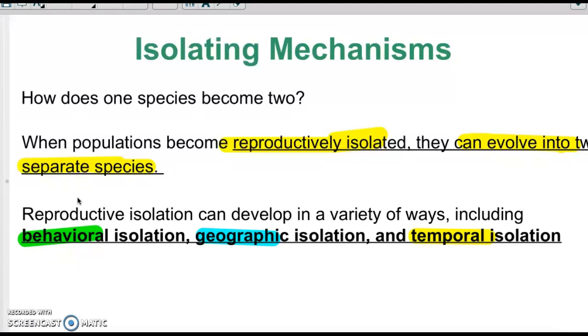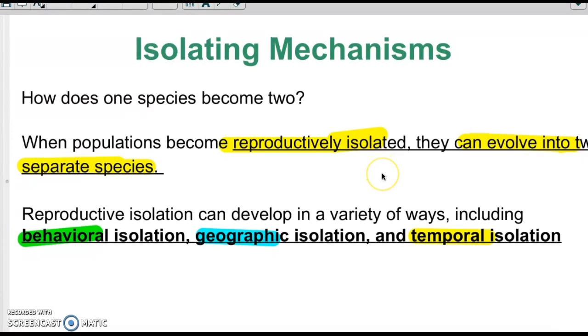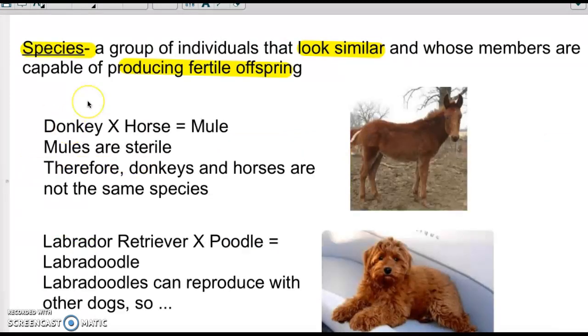Well, we usually talk about reproductive isolation, meaning that they evolve into two separate species because they're not reproducing together anymore. The three types of reproductive isolation we're going to talk about are behavioral isolation, geographic isolation, and temporal isolation. So let's quickly remind ourselves of what a species is.